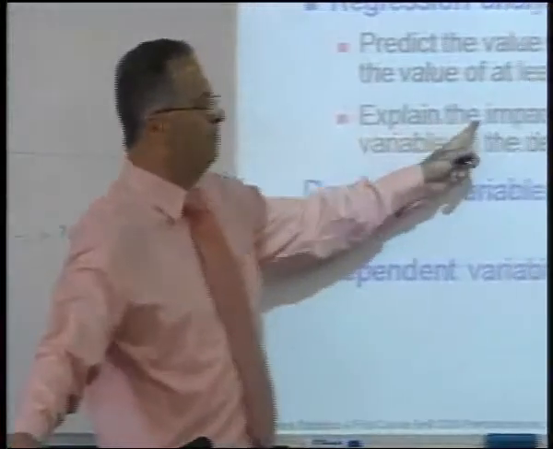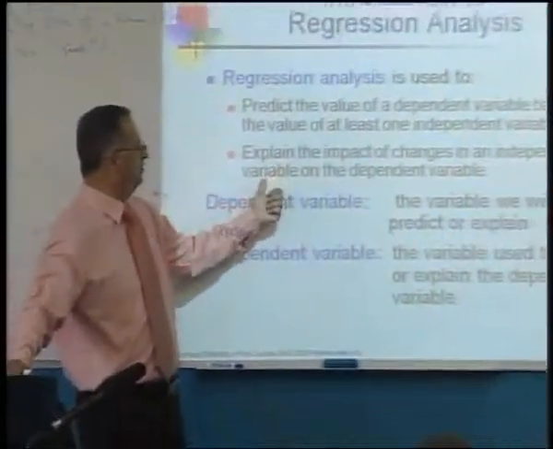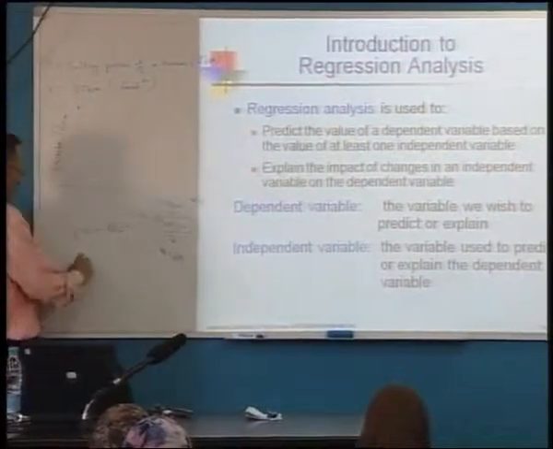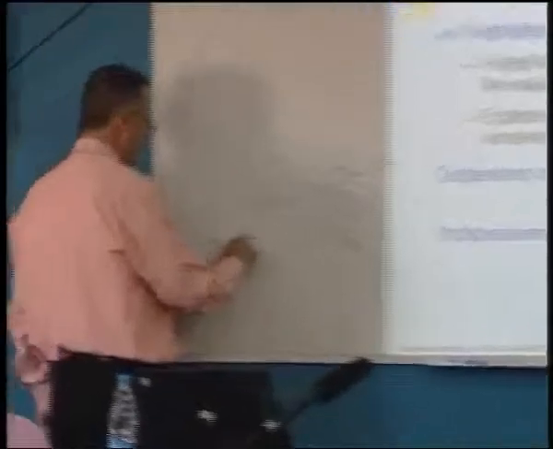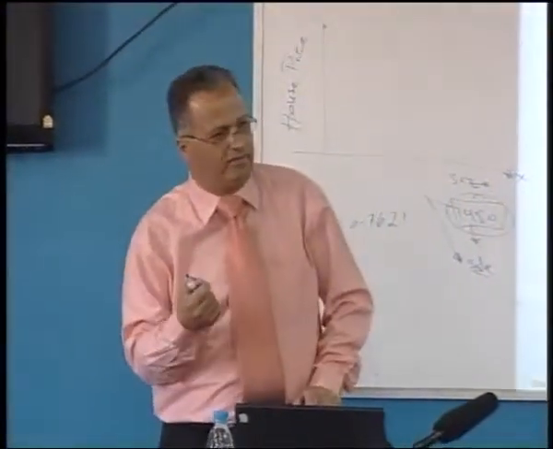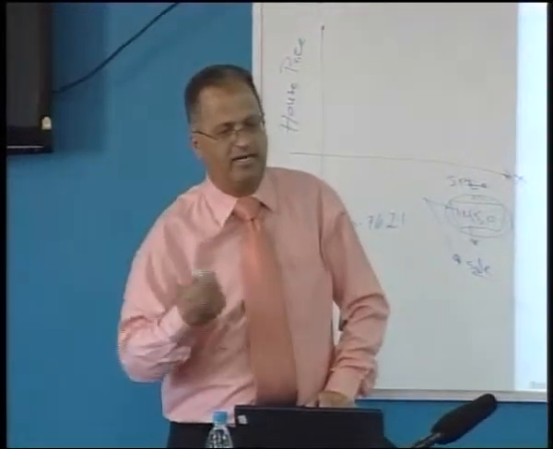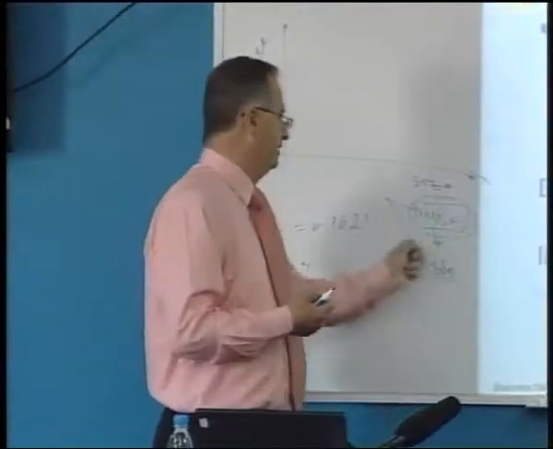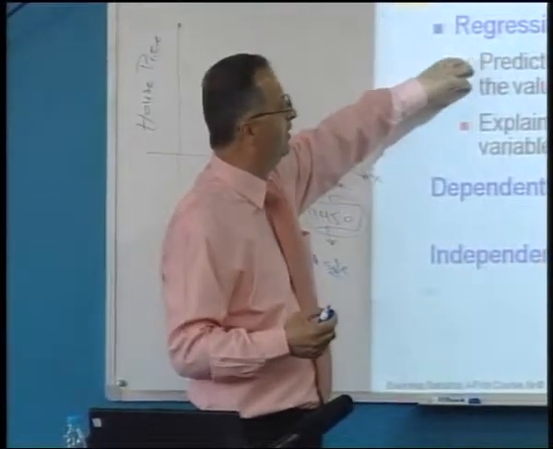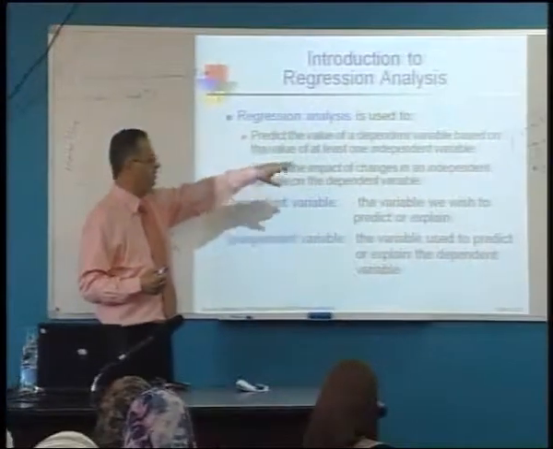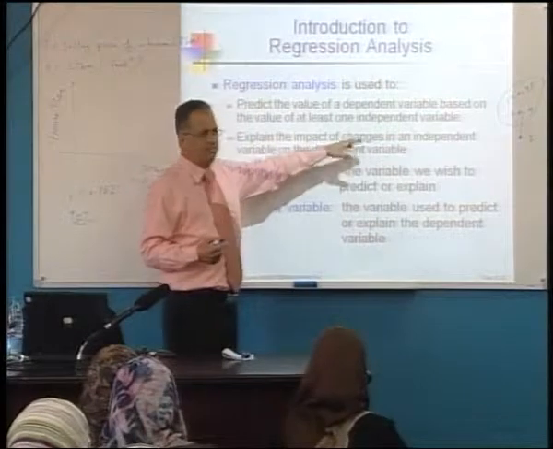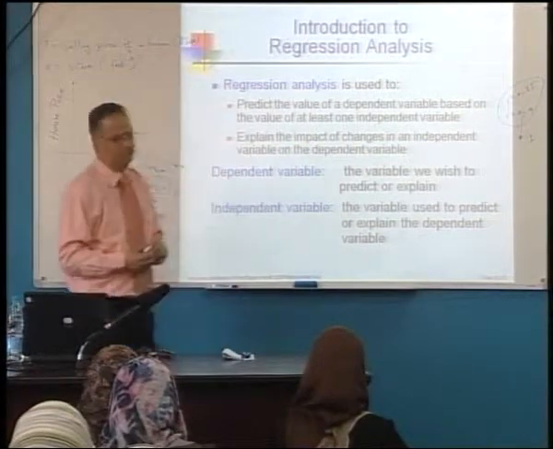Next, explain the impact of changes in the independent variable on the dependent variable. You can say, for example, 90% of the variability in the dependent variable, the selling price, is explained by its size. So we can predict the value of the dependent variable based on the value of at least one independent variable, or also explain the impact of changes in the independent variable on the dependent variable.